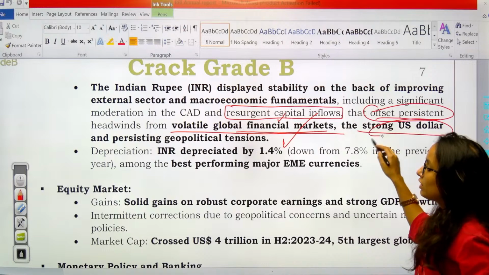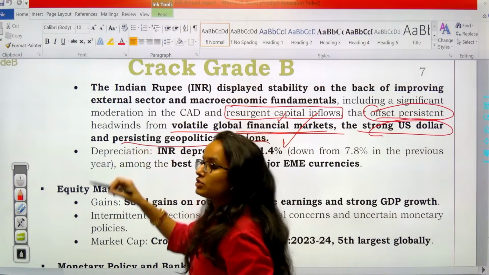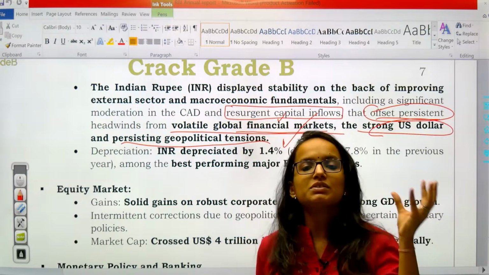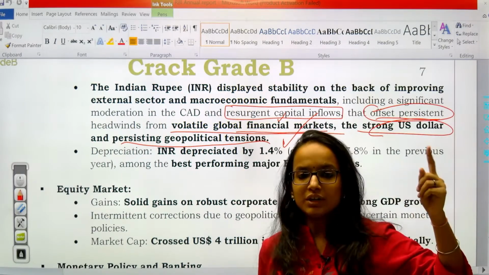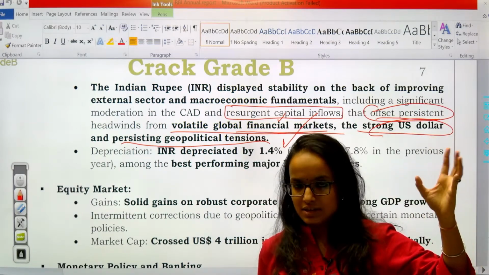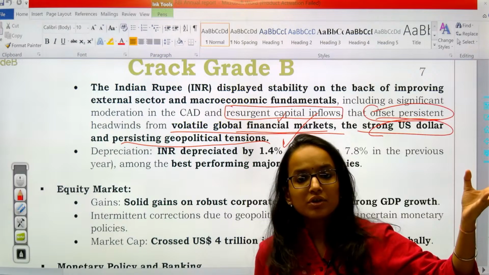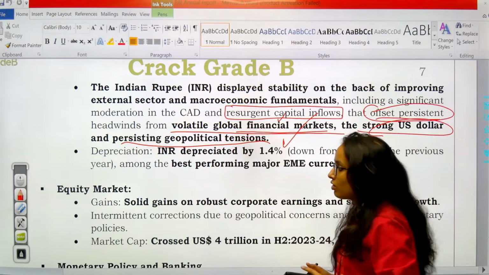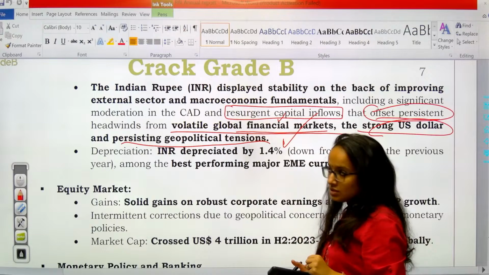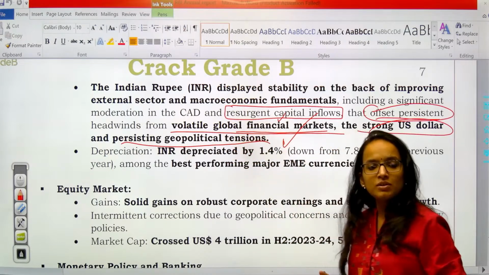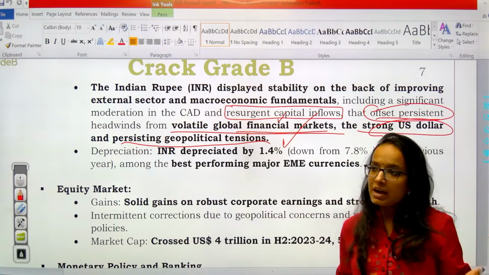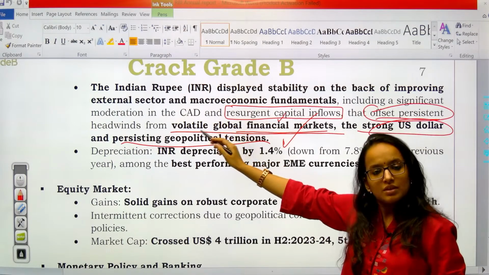Strong US dollar and persisting geopolitical tensions. The Indian rupee gets affected by all these phenomena, right? You all know that the US dollar is a strong currency, a globally accepted currency for trade. So given that there are geopolitical tensions going on, the US dollar is still strong, and we have global financial volatility, still the Indian rupee is managing to perform well. Why? Remember these reasons, okay?